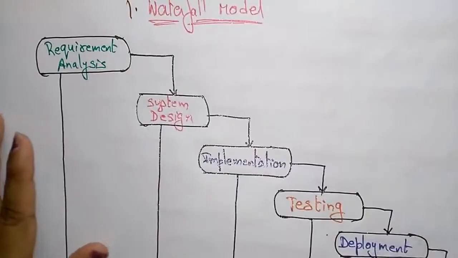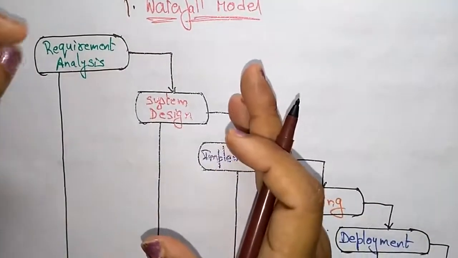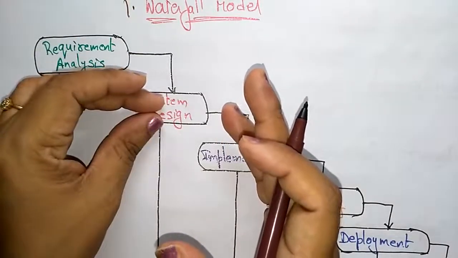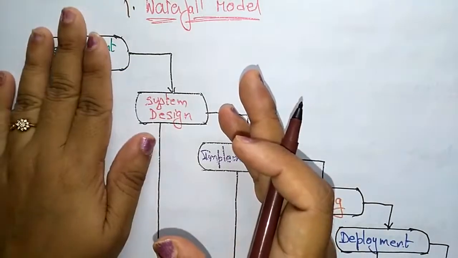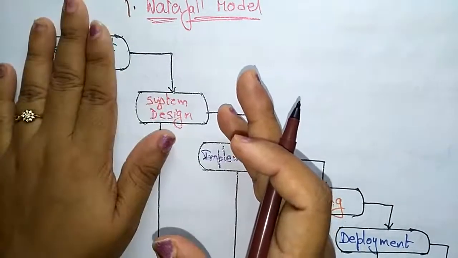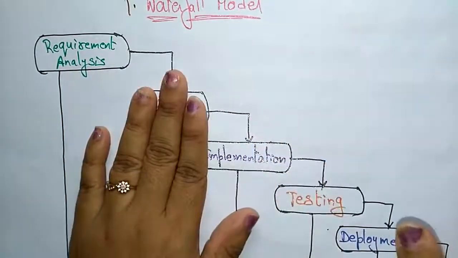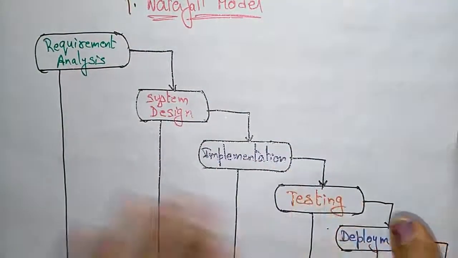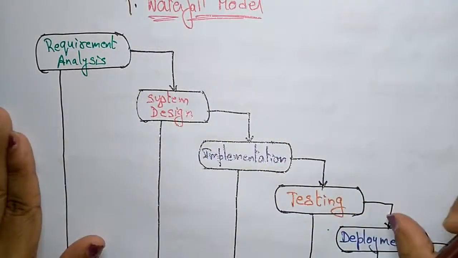One thing you have to remember is that only if one phase is completed do you go for the next phase. Without the completion of the previous phase, you are not supposed to go for the next phase. Once it is frozen, you go for the next phase. Like that we have to follow. That's why we call it the waterfall model.